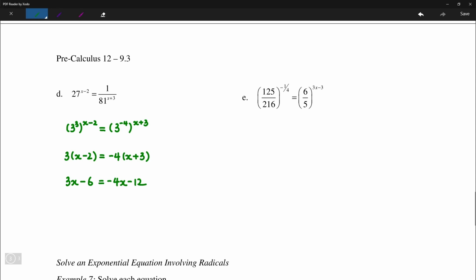So moving all the terms containing x to the left-hand side gives us 7x. Moving all the constants to the right-hand side gives us negative 6. So that will be x is equal to negative 6 over 7.